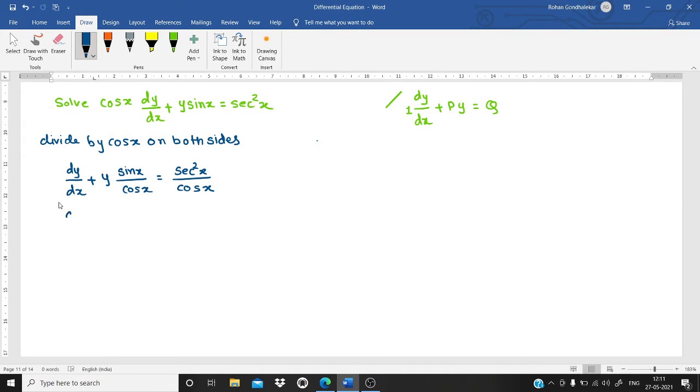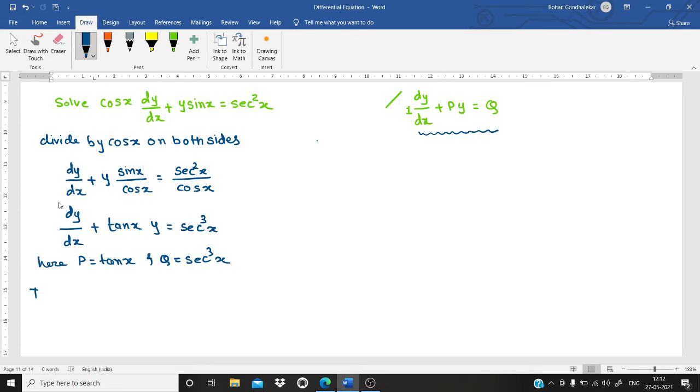So this is nothing but dy by dx plus sin x upon cos x, which is tan x, into y is equal to 1 upon cos x, which is sec x, and into sec square x becomes sec cube x. So look at this, dy by dx plus py is equal to q. Here p is equal to tan x and q is equal to sec cube x.